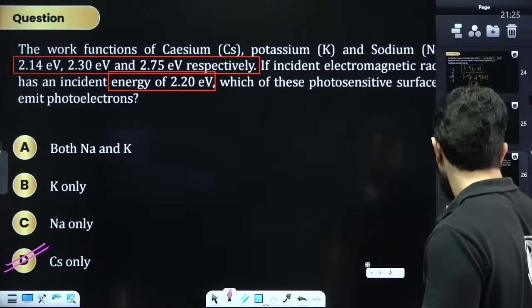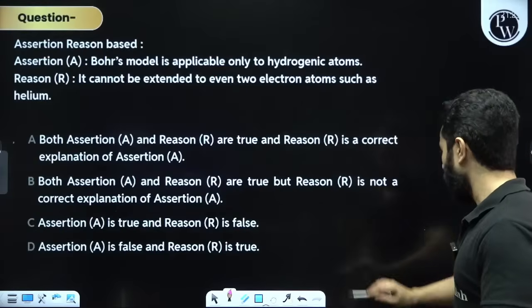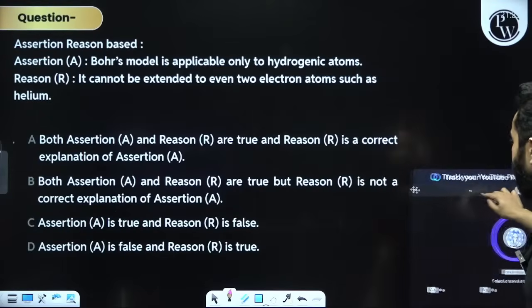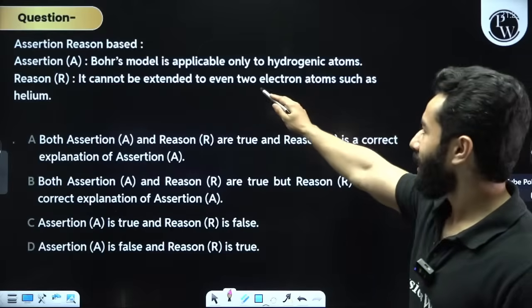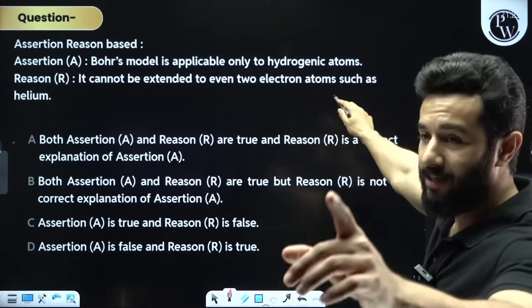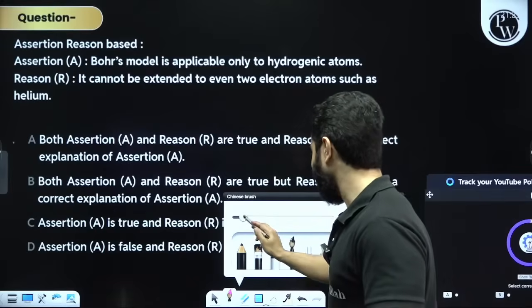For the next question, I will give you a poll. Don't worry, poll starting now. Read it quickly. Bohr's model is applicable only for hydrogenic atoms. I think this is true.